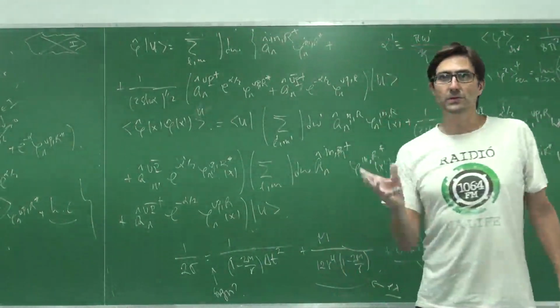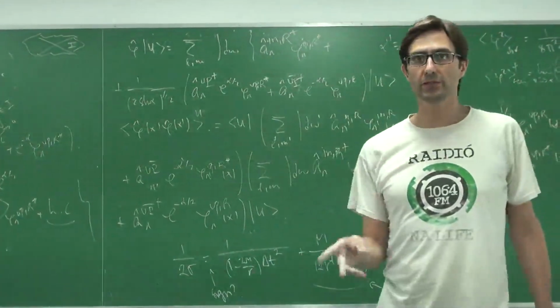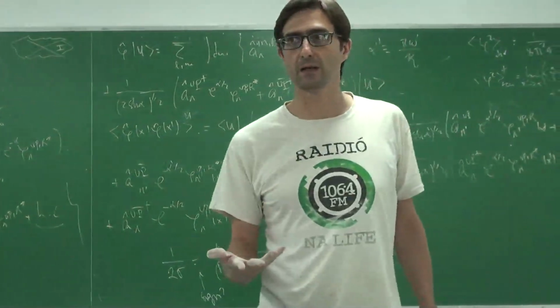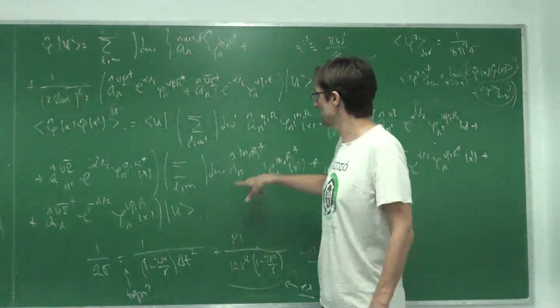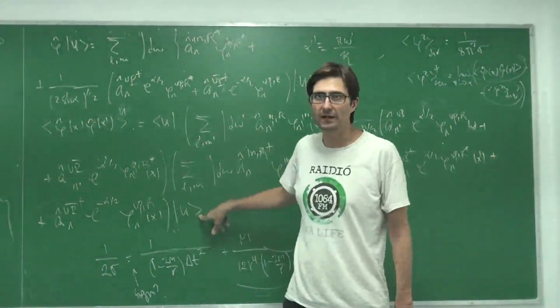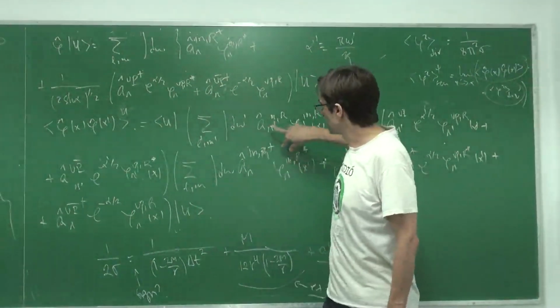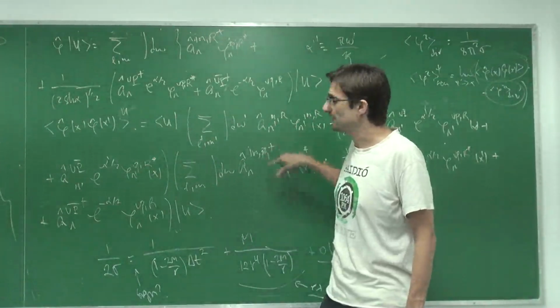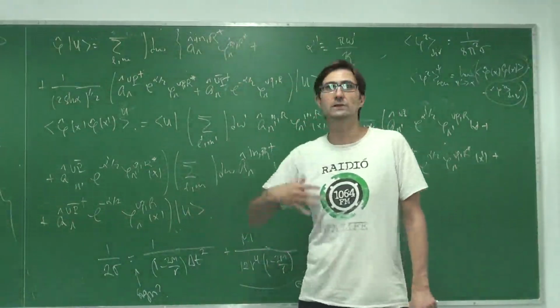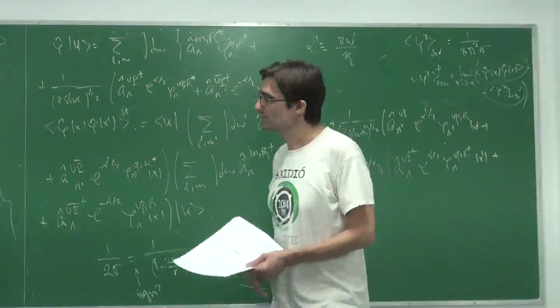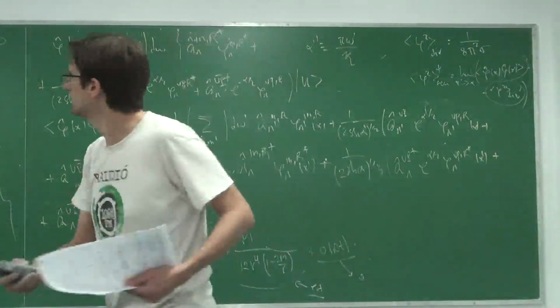Okay, so now what you want to do is apply the commutation relations between A and A dagger. Because this does not annihilate U, the same way that the A dagger does not annihilate U, you want to swap the order of the A's and the A daggers so that you get A's on the right hand side acting on U, and that will give you 0. So you do that.